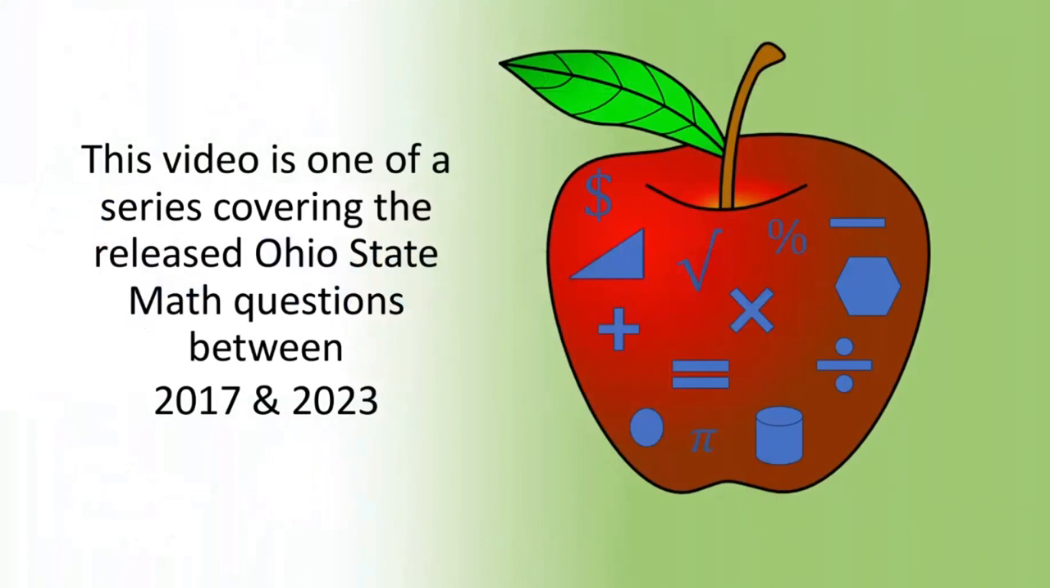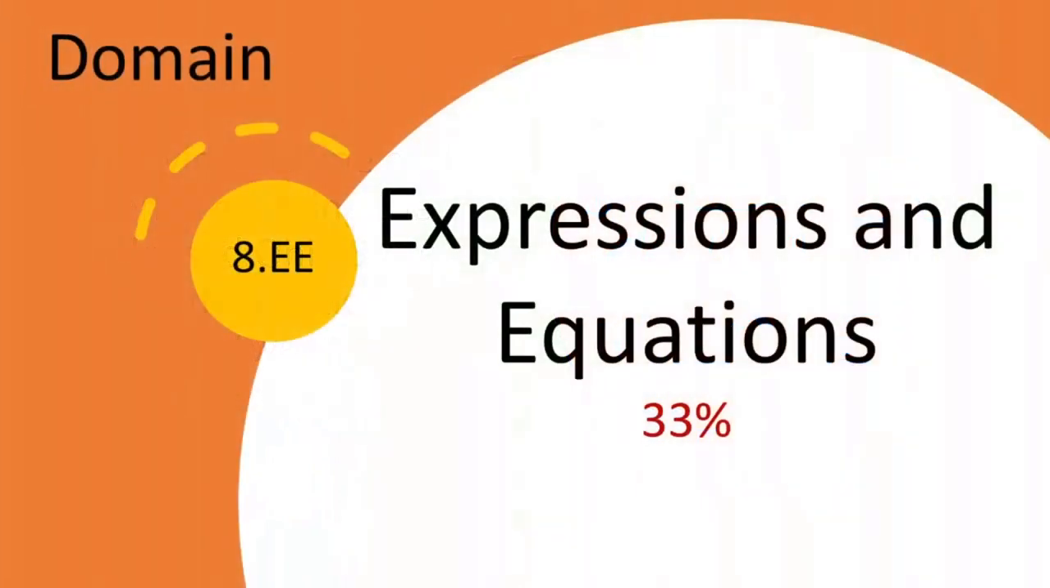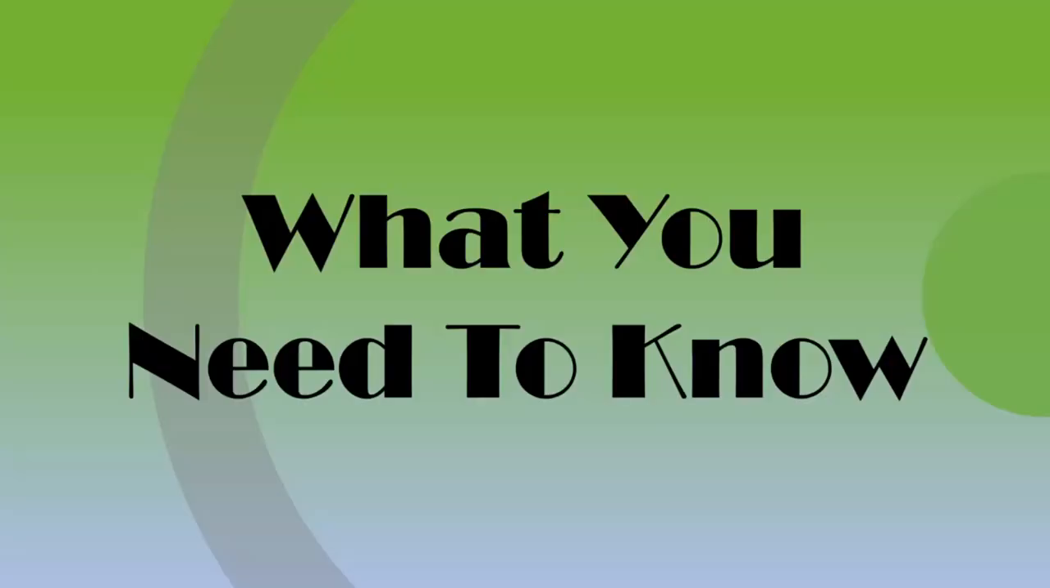This video is one of a series covering the released Ohio State math questions between 2017 and 2023. Expressions and equations make 1/3 of the test questions. Graph proportional relationships, interpreting the unit rate as the slope of the graph. Compare two different proportional relationships represented in different ways. For example, compare a distance-time graph to a distance-time equation to determine which of two moving objects has greater speed.